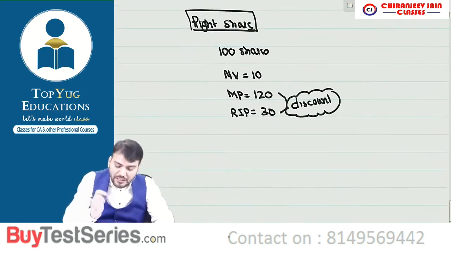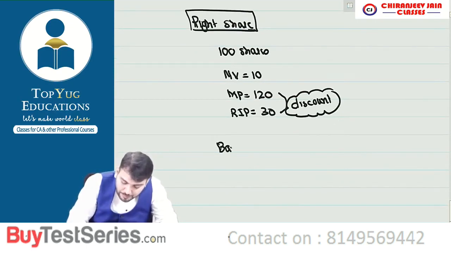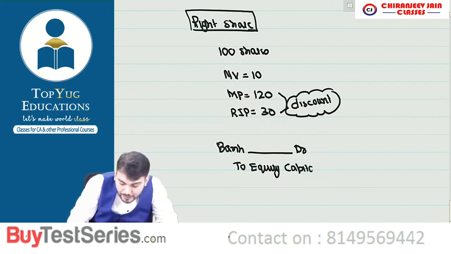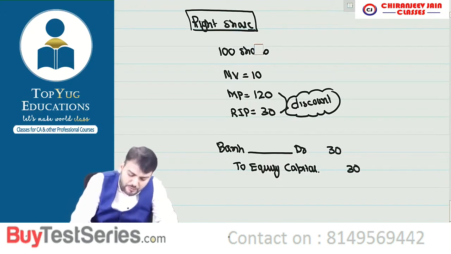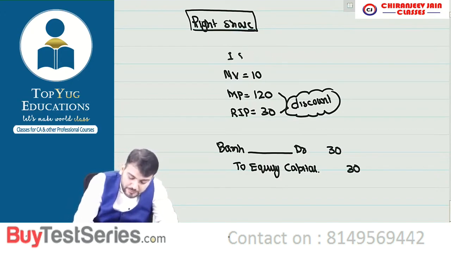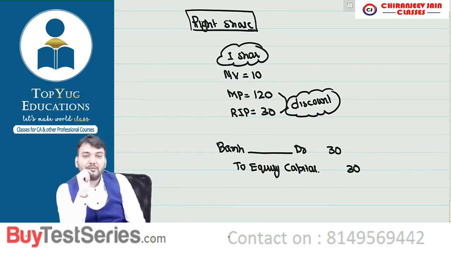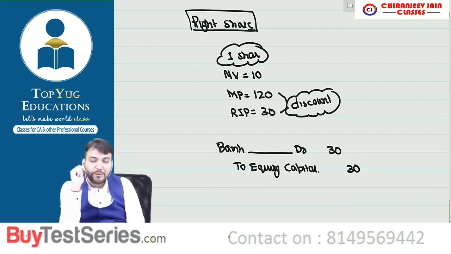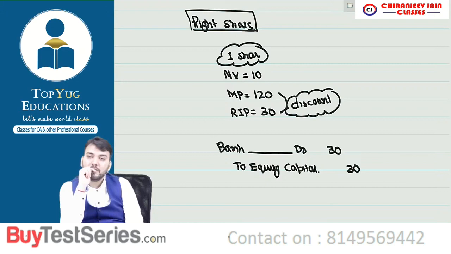These shares are issued at discount means our journal entry should be what? Bank, मेरी बात समझना everyone. Bank account debit to equity capital. How much we received? 30. Let us suppose 1 share only. 1 share के बारे में बात करते हैं. So simply this should be the journal entry: Bank account debit to capital. Understood? Correct? Understood?